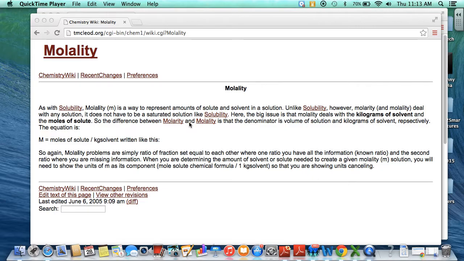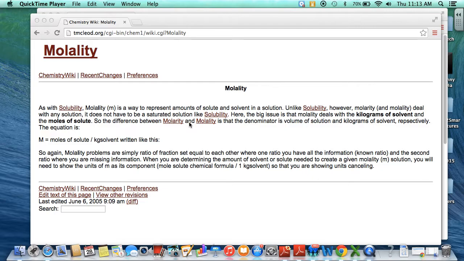Okay? It's unlike solubility, where it's only at the saturation point. When somebody talks about solubility, there is no such thing as an unsaturated solubility calculation. Doesn't make sense.